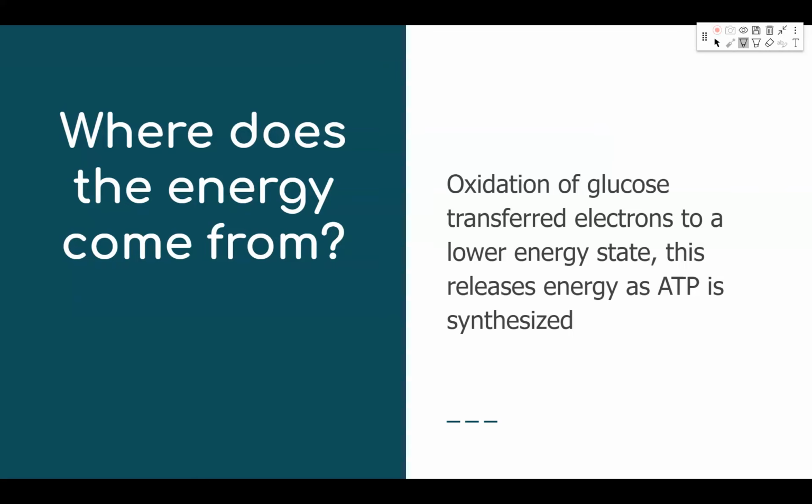So, the energy state of the electrons in our glucose is going to be way higher than the energy state of our electrons in our water or on that oxygen. And when we transfer those electrons from that high to low energy state in something called the electron transport chain, that's when we get to synthesize ATP. That's when we get to make that energy. Or, we're not making energy, but we are making something that can store that energy.